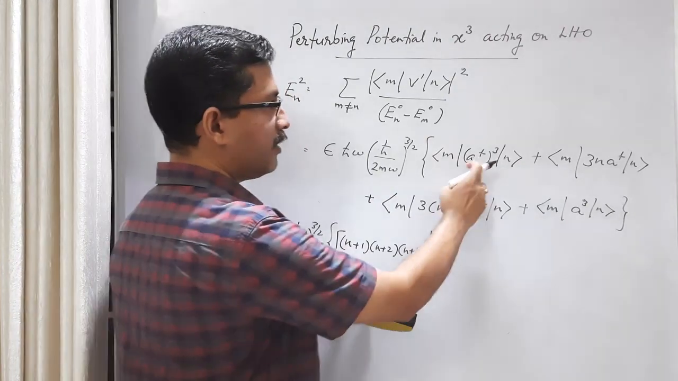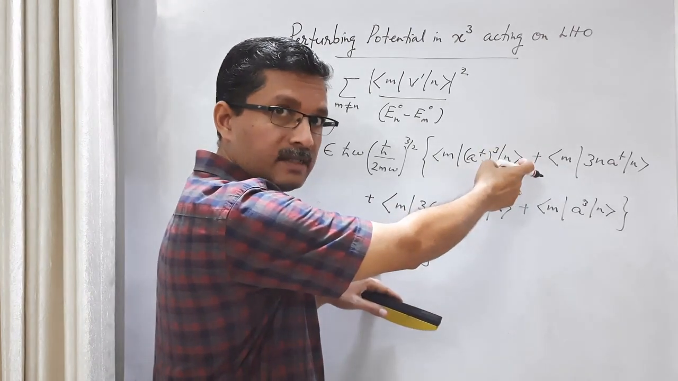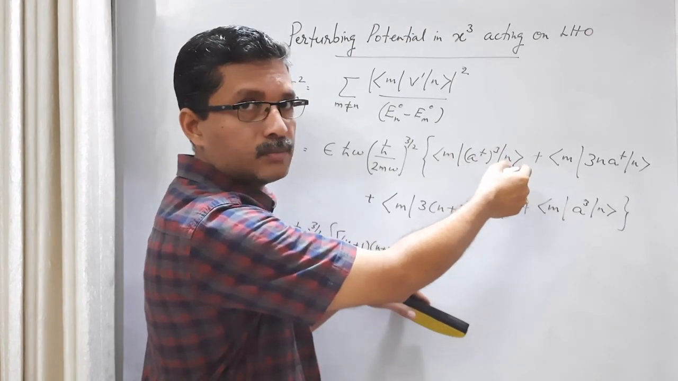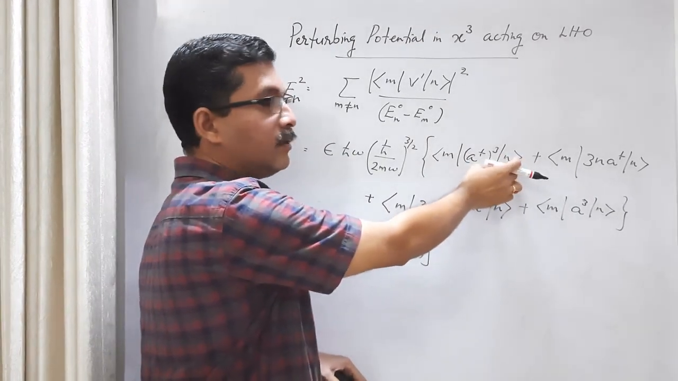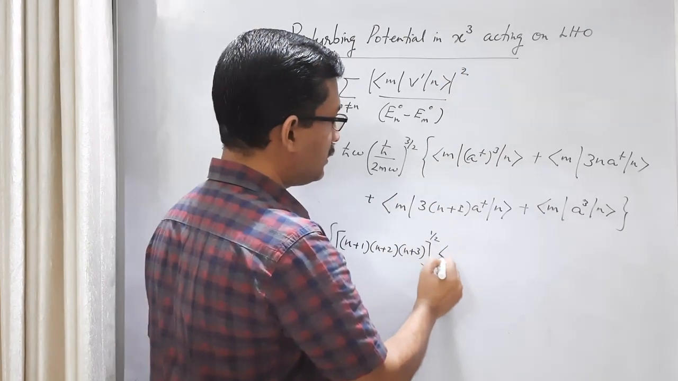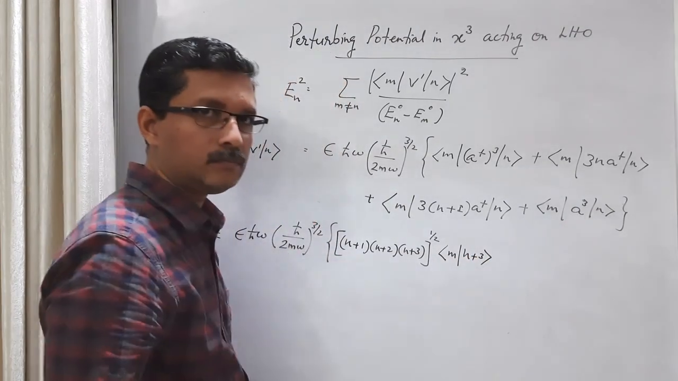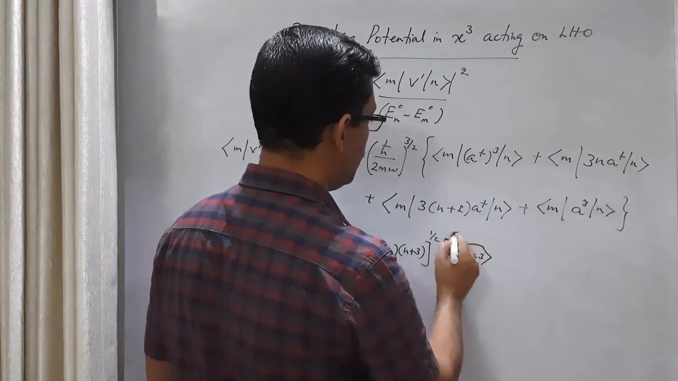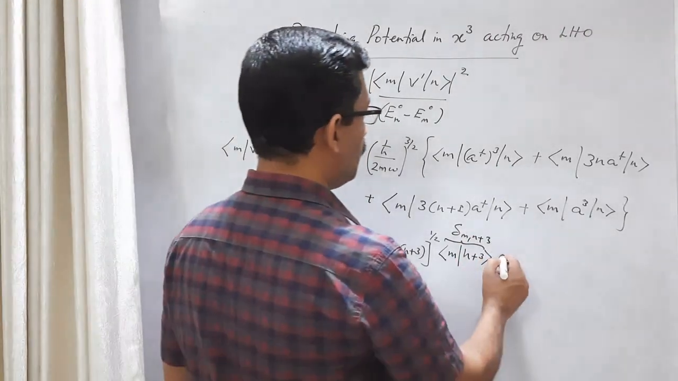Root n+1 when a† acts on n, root n+2 when one more a† acts on ket n+1, and root n+3 when one more a† acts on ket n+2. Right? So what is finally there? a† is acting three times, so n goes to n+1, n+2, n+3. So what you get here is bra m, ket n+3, and we know that this term is nothing but delta m, n+3. Okay, what about this?